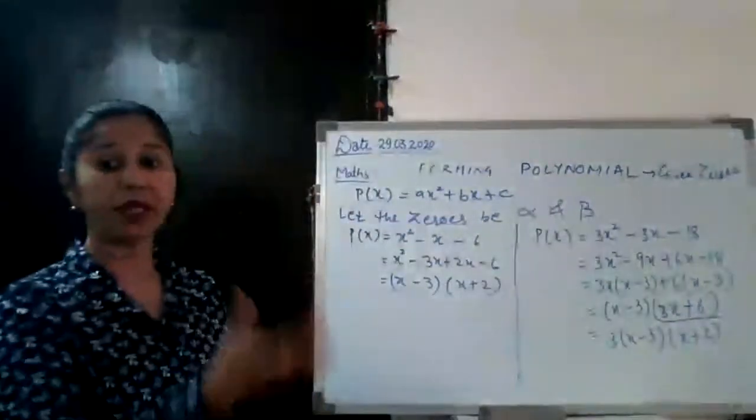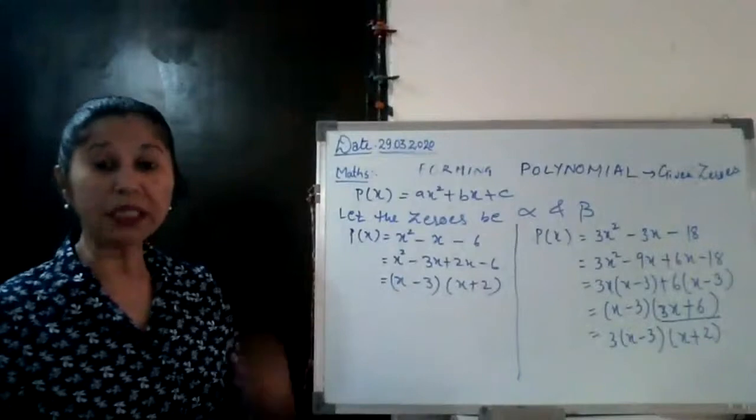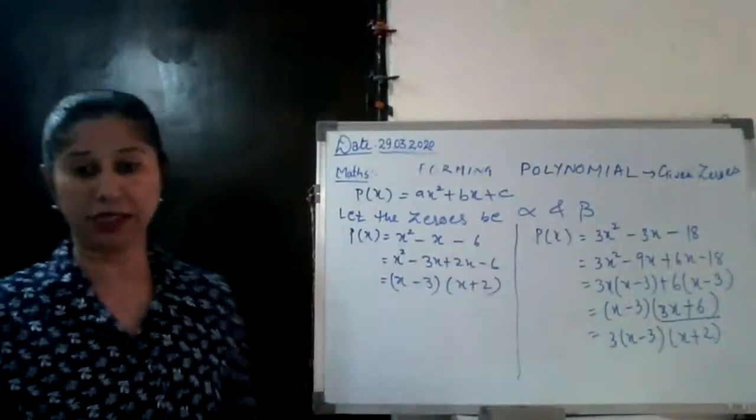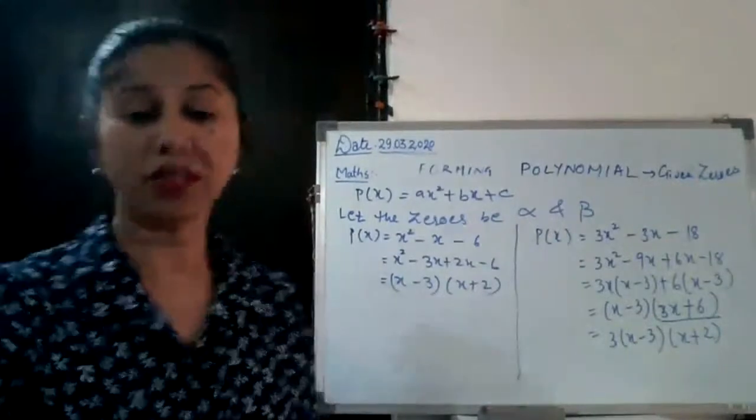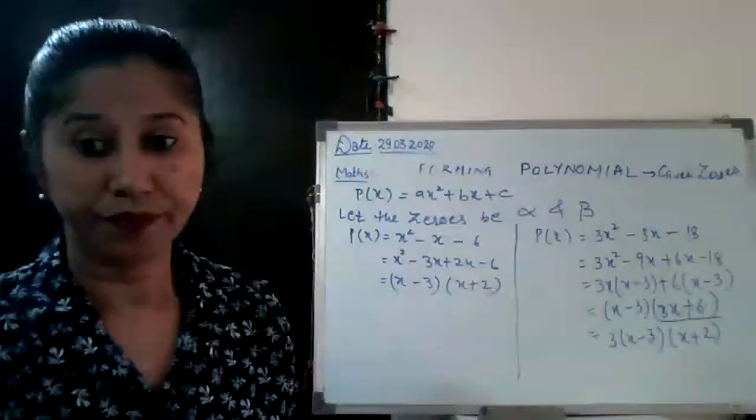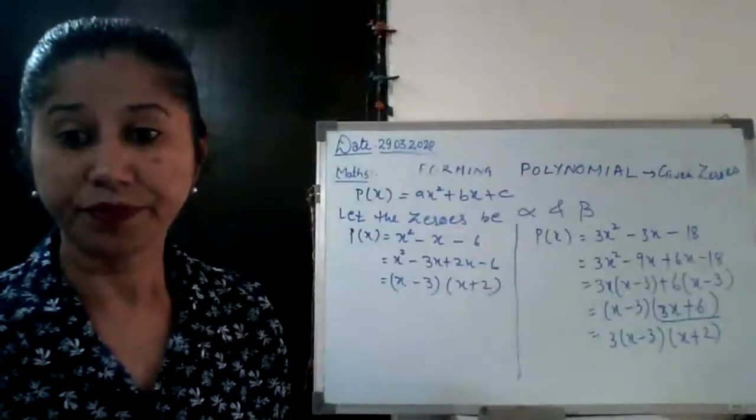So if I compare it with 0, what will be the zeros of both the polynomials? Will it be the same? What are the zeros of the polynomial? Yeah, many of you are right.